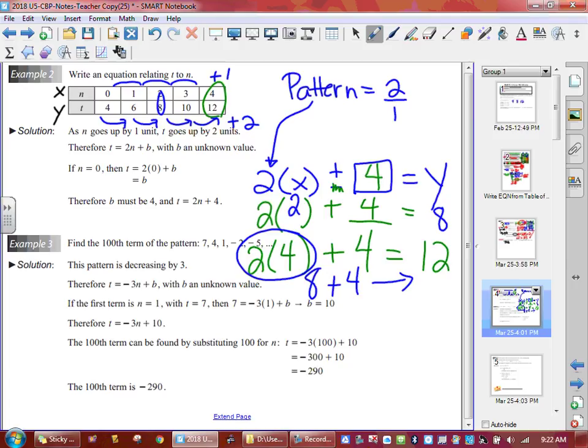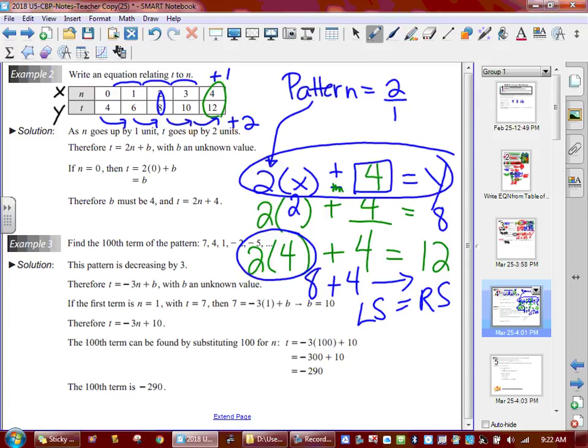So that's how we know the left side equals the right side. So because that's true, this is the correct equation. So it's going to be 2x plus 4. Okay? Is the equation. 2x plus 4 equals y. Okay?